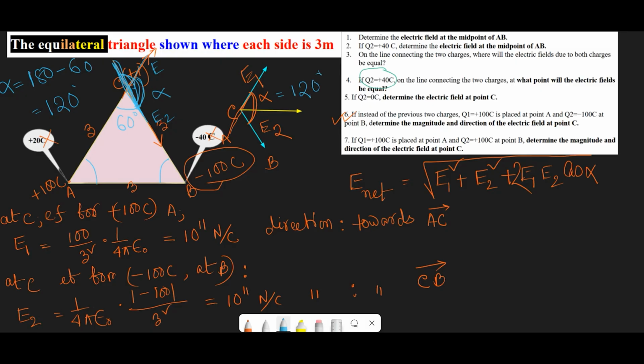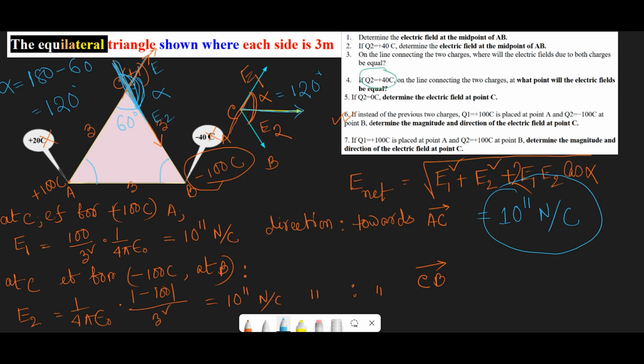So if we plug in all the values of E1, E2 and obviously the alpha, we'll get the value 10 to the power 11 Newton per Coulomb. And obviously this is the net electric field. The magnitude is 10 to the power 11 Newton per Coulomb.